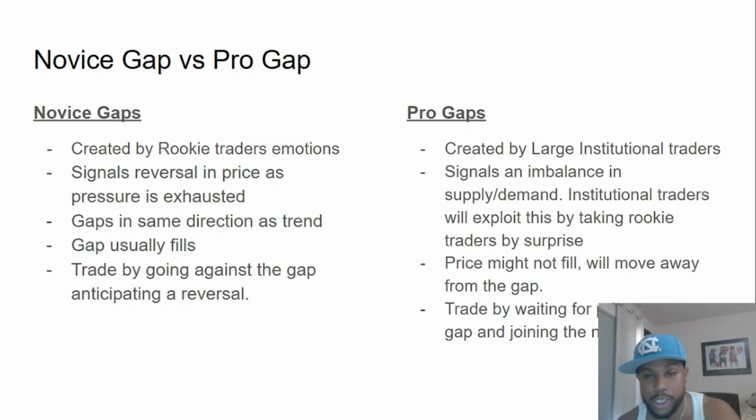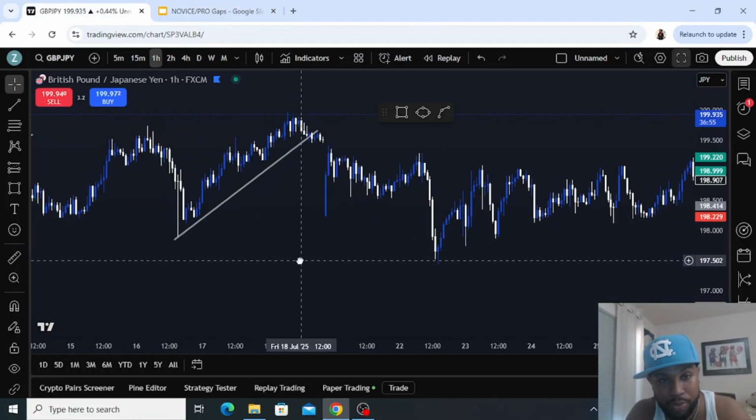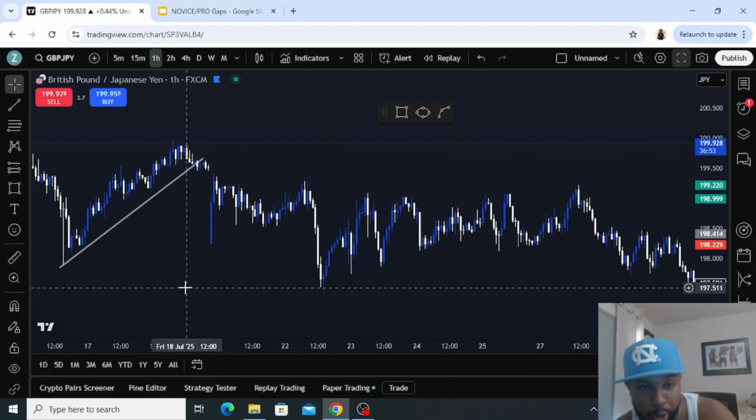But just for you to know, what's important out of this slide is a novice gap is going to gap in the same direction as a trend, and it might fill. A pro gap is going to gap in the opposite direction of the trend, and it's going to retest away from that gap. So let's go ahead and look at this chart example so I can get you guys in the know.